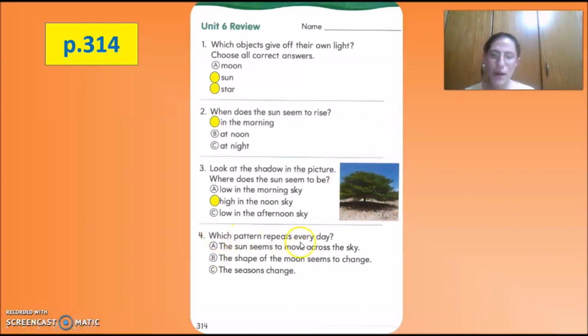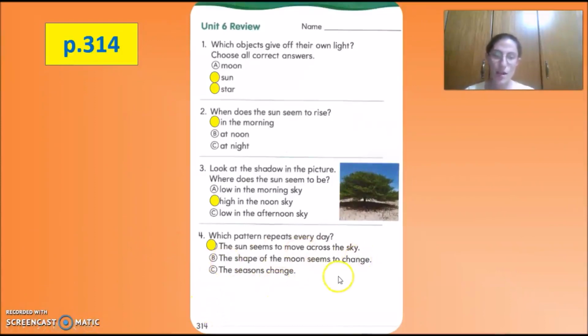Number 4. Which pattern repeats every day? A. The sun seems to move across the sky. B. The shape of the moon seems to change. C. The seasons change. Which pattern repeats every day? What do you guys think? Excellent. It is A. Each day, every day, the sun seems to move across the sky.